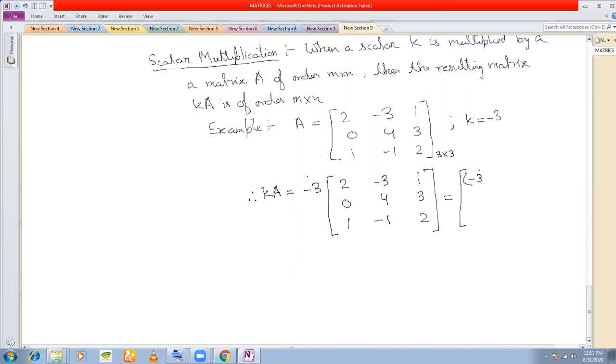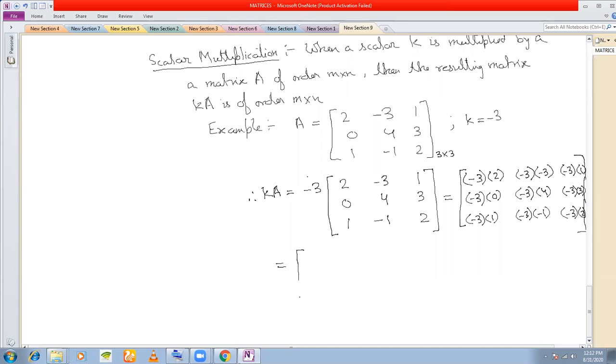So this is -3 into 2, -3 into 3, -3 into -3, -3 into 1, -3 into 0, -3 into 4, -3 into 3, -3 into 1, -3 into -1, and -3 into 2. So this is the matrix that we are going to get.